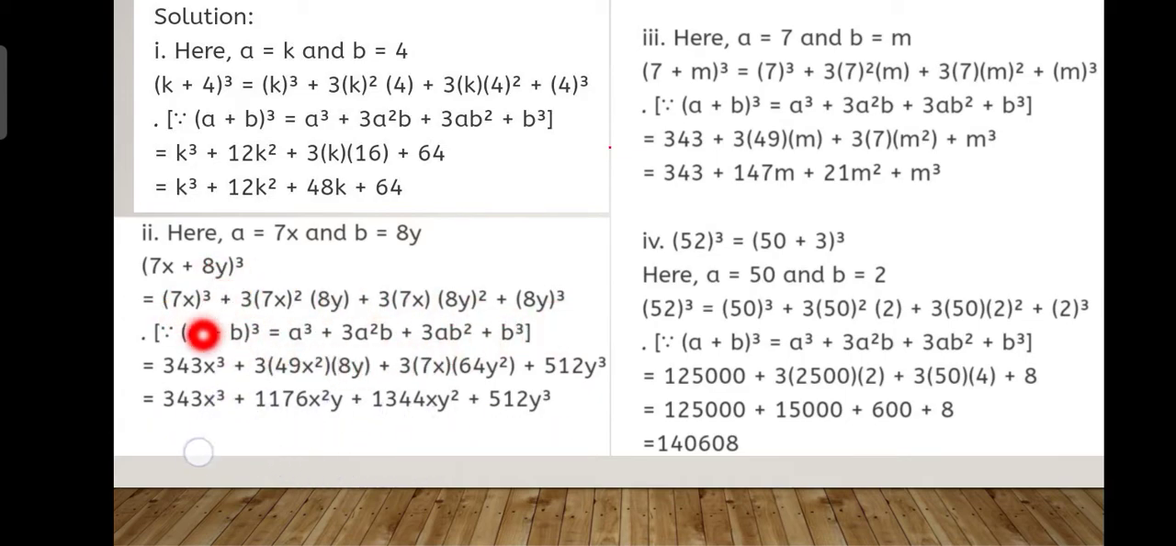Now 7 cube is 343 and x cube is x cube, plus 3 will remain as it is. 7 square is 49, x square is x square, 8y as it is, plus 3 into 7x, 8 square is 64, y square as it is y square, plus 8 cube is 512 and y cube is y cube. Now we have 343 x cube plus 3 into 49 into 8 is 1176 x square y plus 3 into 7 into 64 is 1344, and here x and y square, plus 512 y cube.